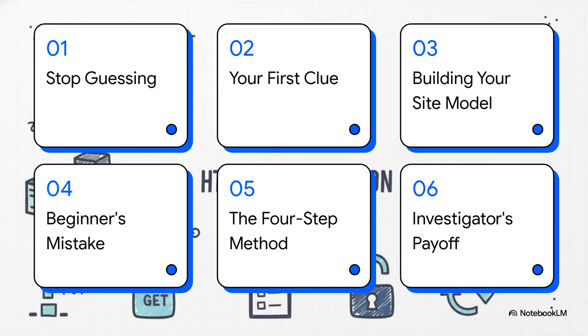So, here's our game plan to get you there. First, we're going to shift our mindset. Then, we'll look at our very first clue, the headers. After that, we'll talk about building a model of our target, how to sidestep a classic beginner's mistake, and then I'll give you a simple 4-step method. And finally, we'll see exactly why this all pays off.